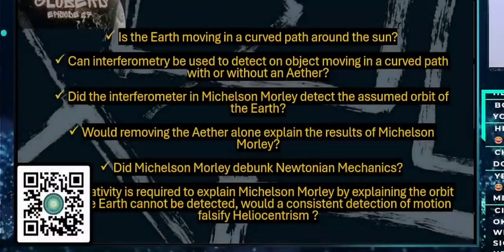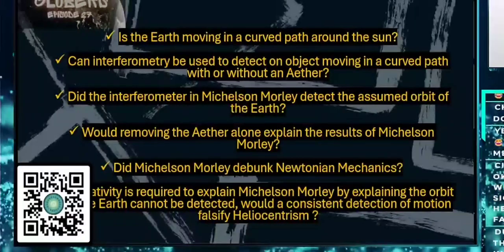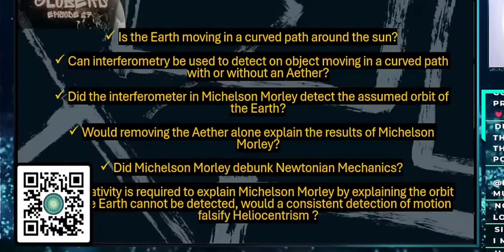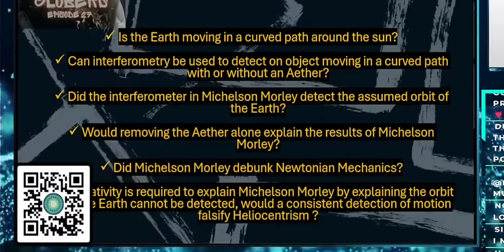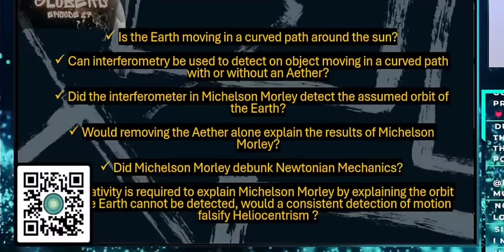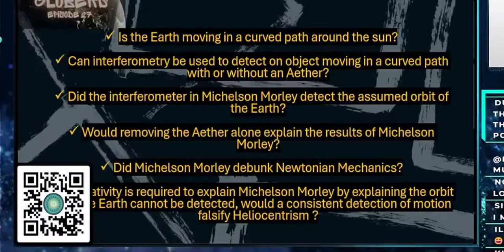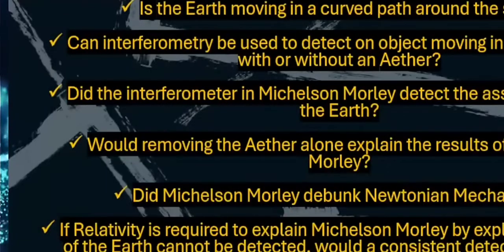So then the next question is, can interferometry be used to detect an object moving in a curved path with or without the ether? Now that may sound redundant because it is, and it's because you literally have to sneak it back in there to make sure we're still on the same page in real life application. What I've learned is that when you do this in real life with people that are very zealous for the globe, we'll say, you have to remind them of their previous answer at this point.